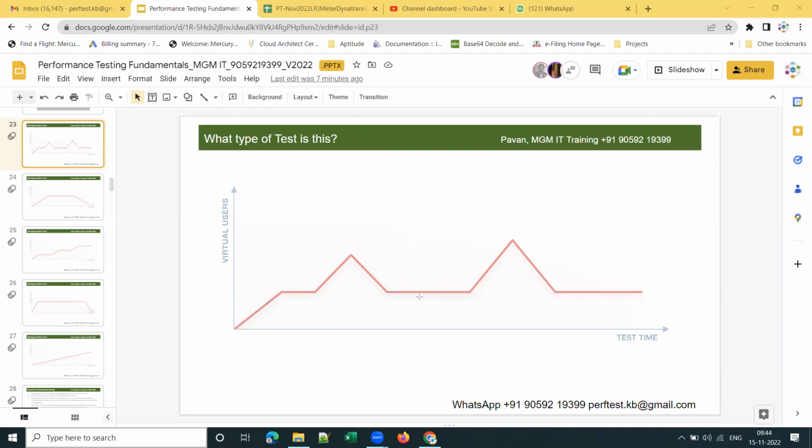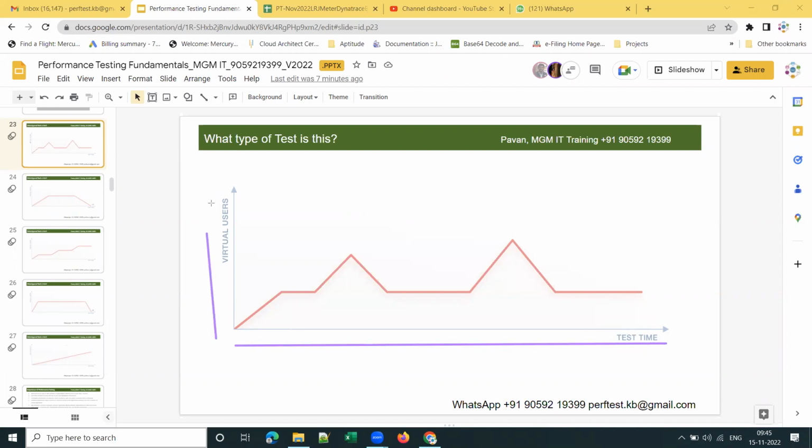Yes, guys, in interviews, they will ask you to draw the graphs. That is why I explained this. You have to first draw the x-axis and y-axis, and you have to mention what you are representing on the x-axis. On the x-axis, you will always represent the test duration. Test duration is always represented on the x-axis, this horizontal line.